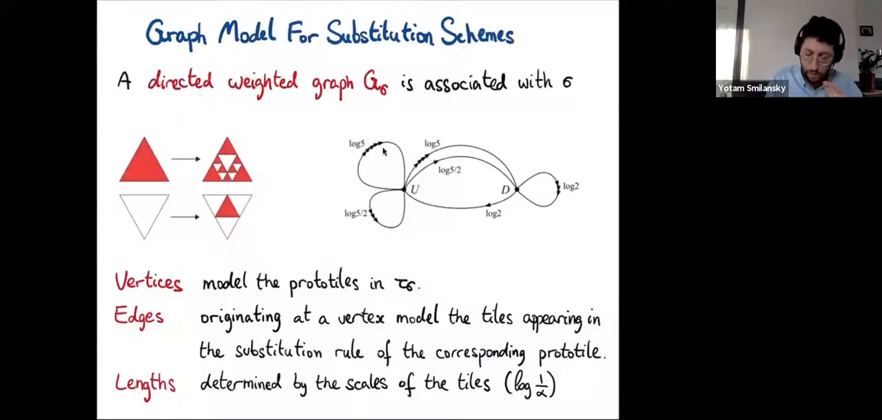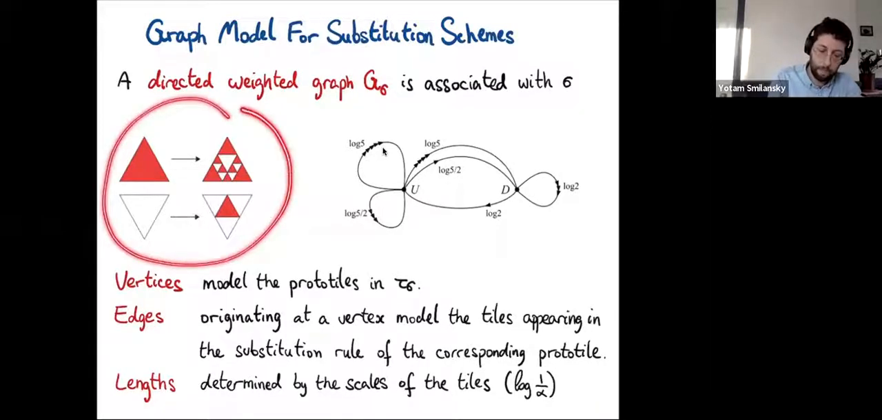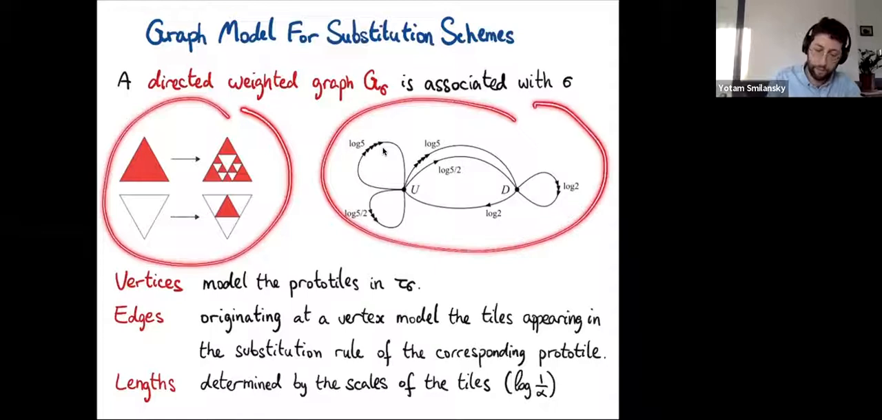Now, there is a very useful model for working with substitution schemes. For the standard construction, you'd need matrices, those substitution matrices. This will not be enough now because you have to take into consideration also the scales, not only the combinatorial information. So we introduce the graph model. Essentially we associate to every scheme a directed weighted graph.